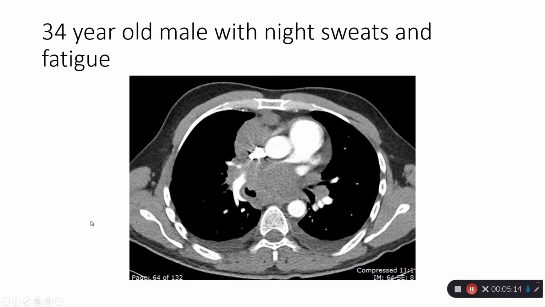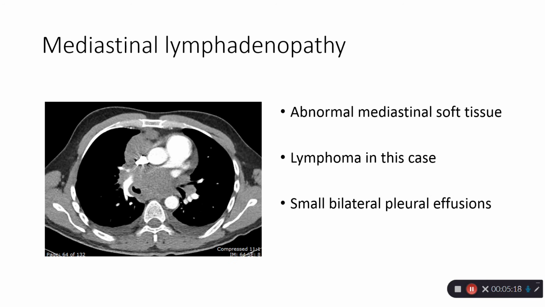34-year-old male with night sweats and fatigue. So contrasted exam, we see the ascending aorta, the descending thoracic aorta, and the main pulmonary artery. We have abnormal soft tissue density within the mediastinum, mainly middle, but also extending into the anterior mediastinum. This is lymphadenopathy. And in this patient, this was confirmed to be lymphoma. We also have small dependent layering pleural effusions.